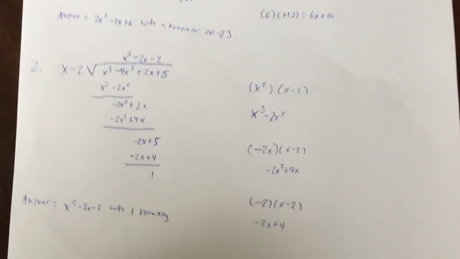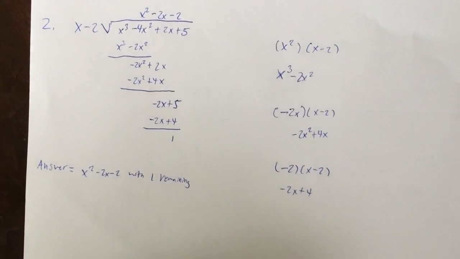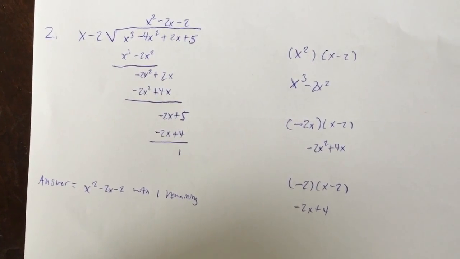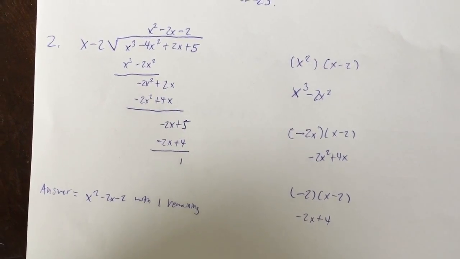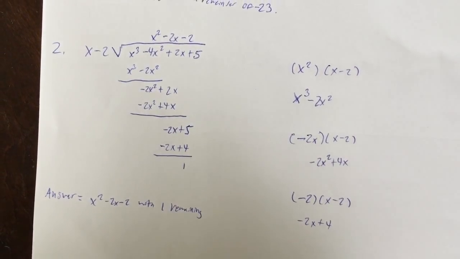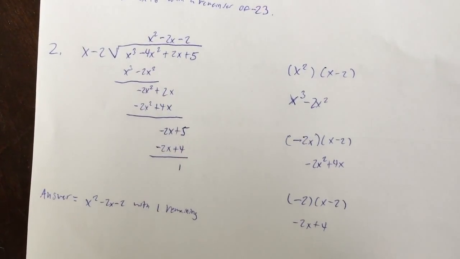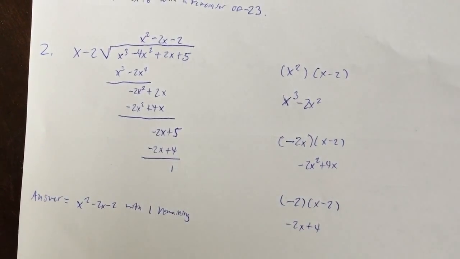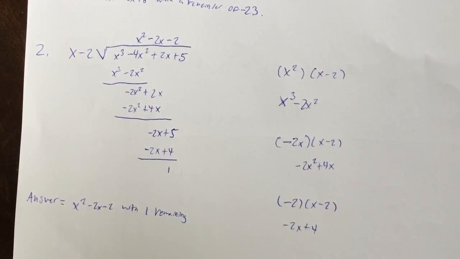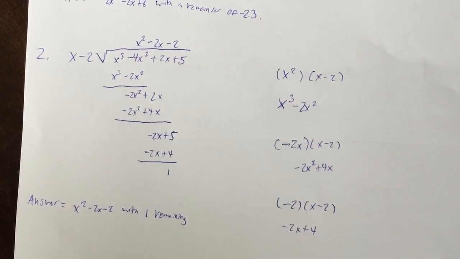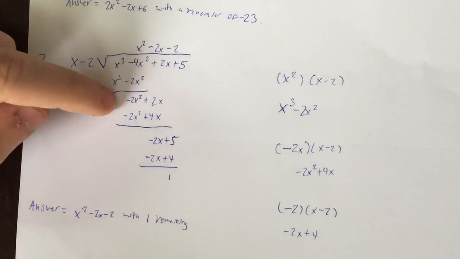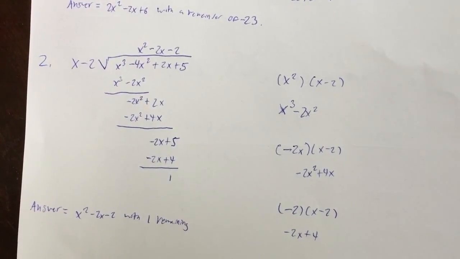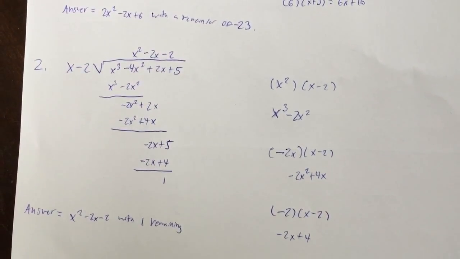Example 2 now. We're dividing x^3 minus 4x^2 plus 2x plus 5 by x minus 2. So take the x out of the x^3, that's x^2, over here, times x minus 2, which is x^3 minus 2x^2. Do the subtraction on that, the answer is minus 2x^2. Bring down this term, plus 2x.